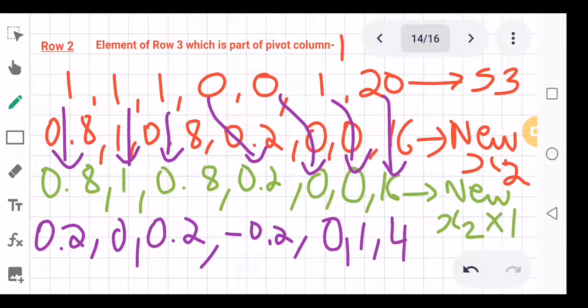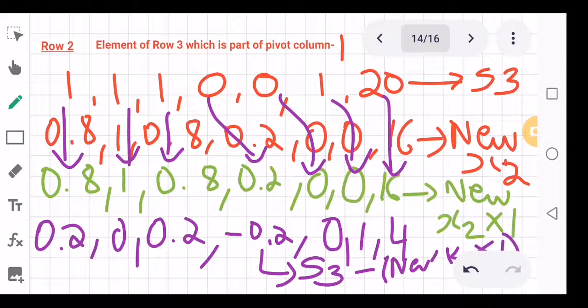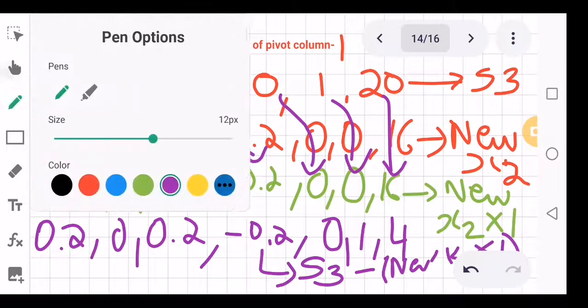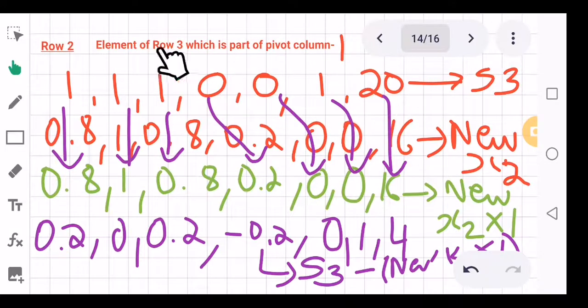How did I get these values? We got these values by subtracting S3 minus new x2 into 1. Basically we subtracted all these values minus these values. That's how we got these values. And this is the row 3 values, so this becomes your row 3 value.